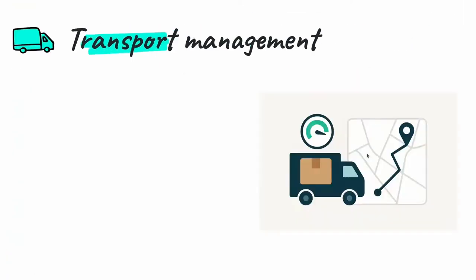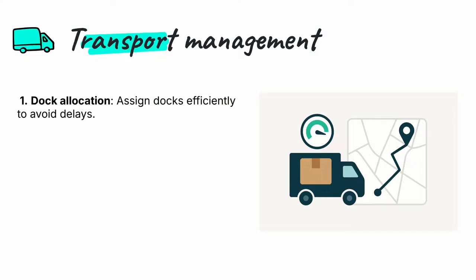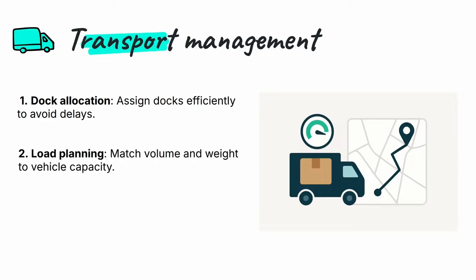Why? Simply because when you think about transport management, you need to think about 3 different things. First one, if you have dock, you need to think about the dock allocation. You need to make sure that you assign docks efficiently in order to avoid delays. Okay, so we will do that together. Then we will have to think about the load planning. We have to make sure that the vehicle that we will use will match the volume and the weight of the orders that I want to ship to my customers.